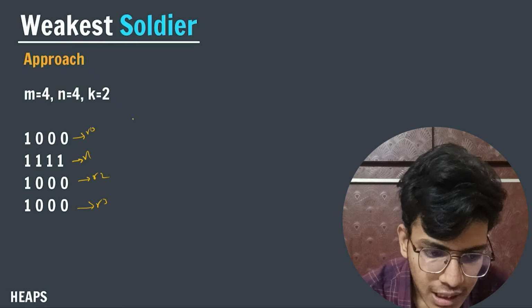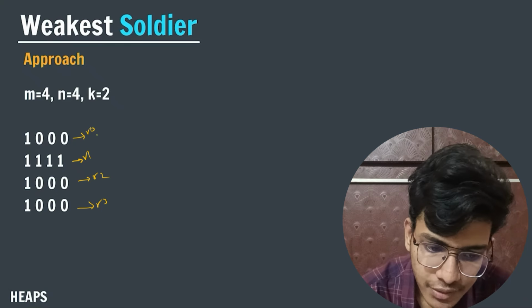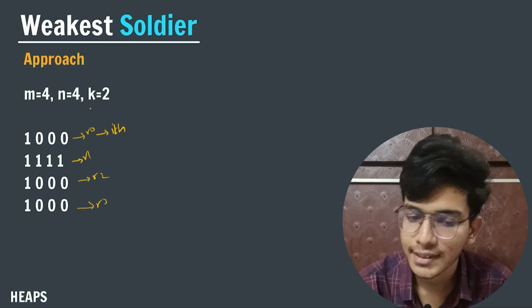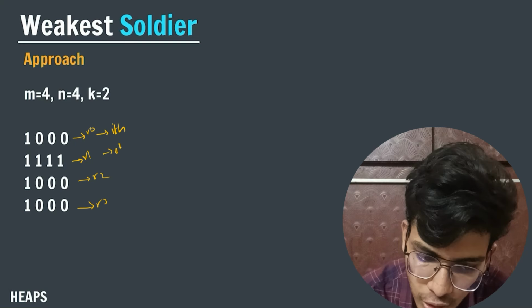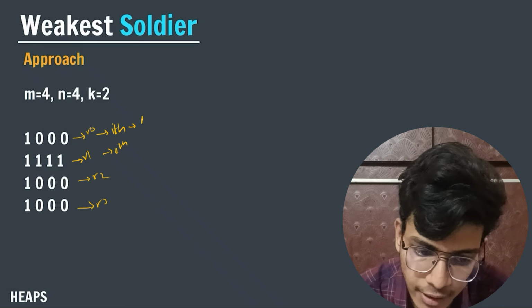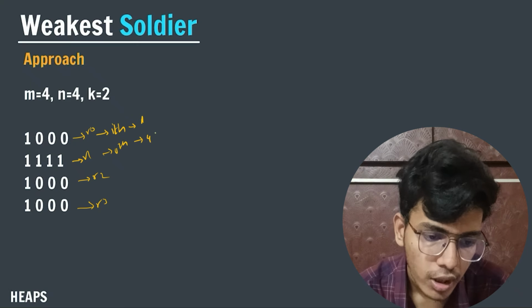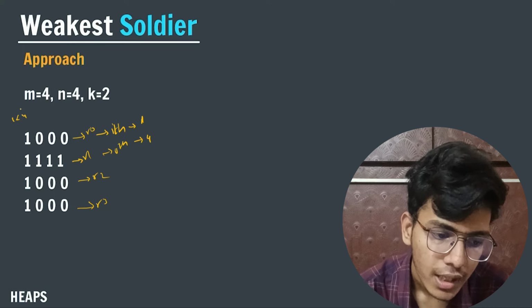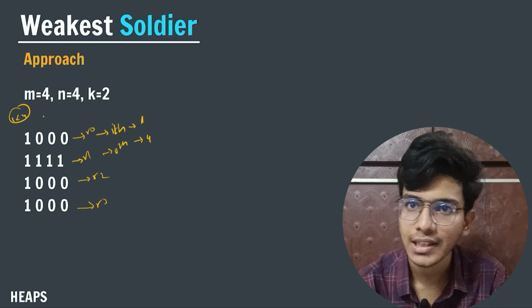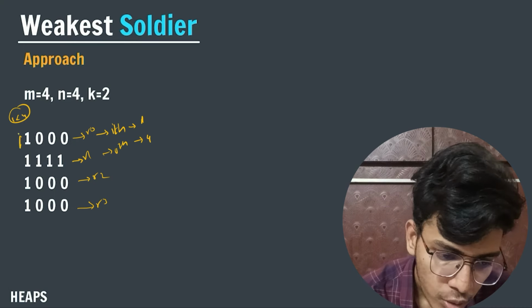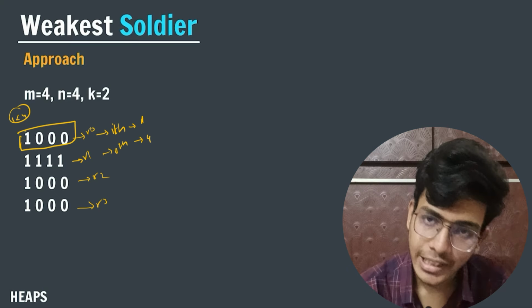So if you observe the given array, let us say that this is my ith row and this is my jth row. Here the number of soldiers is 1. Here the number of soldiers is 4. You can see that 1 is less than 4. So I am satisfying condition 1, and row 0 will become a weak row.